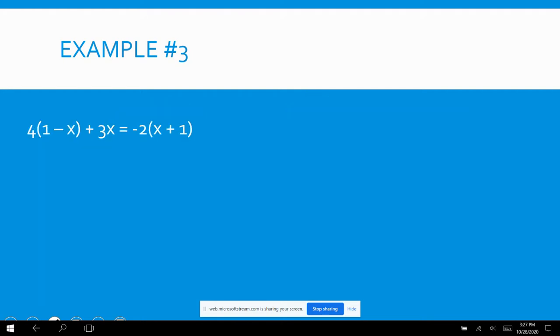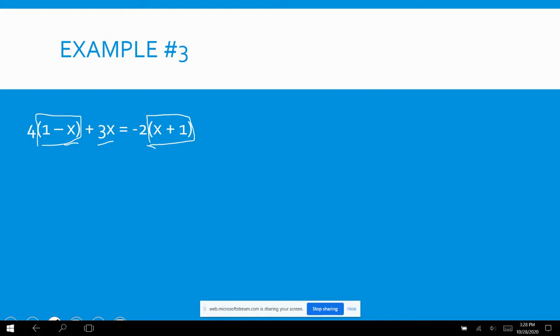Now we have 4 times (1 minus x) plus 3x equals negative 2 times (x plus 1). So we look at this problem and we say, we've got a lot of steps involved. We see that we have a couple of x's on the left-hand side. We see we have another x on the right-hand side. But right now we have a small problem. These x's are currently inside parentheses. So before we can combine our like terms, we need to deal with those parentheses.